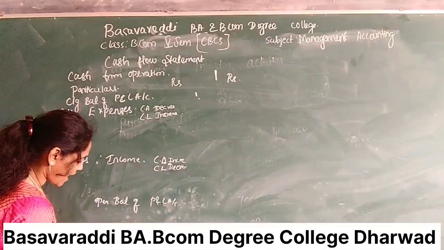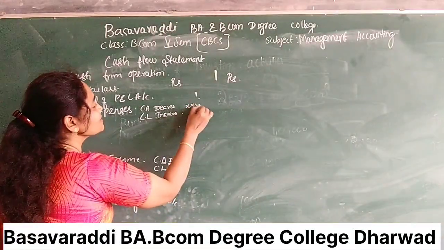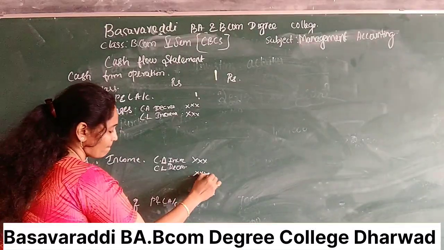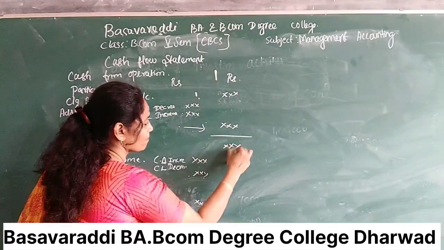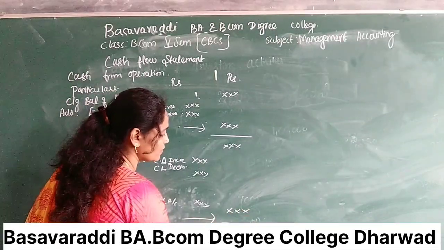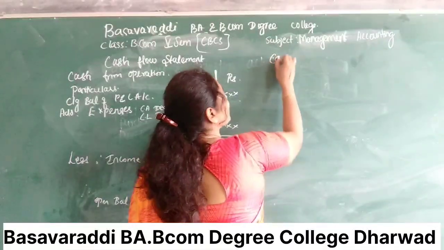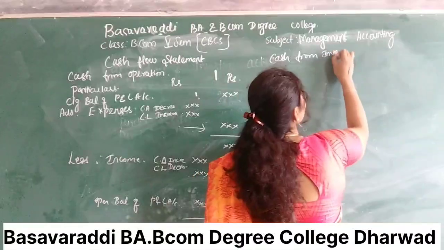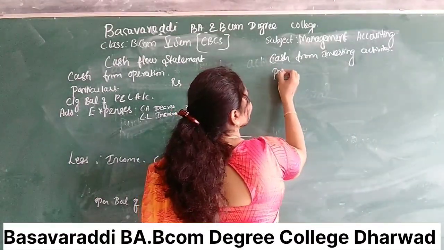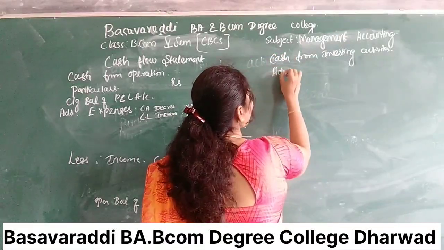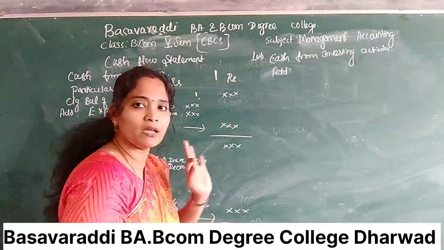You have to name it cash from operations. This final amount we consider as cash from operations. The next one, continuously you have to add one more: cash from investing activities. Investing activities, and in this amount we have to less it in this cash from investing activities.